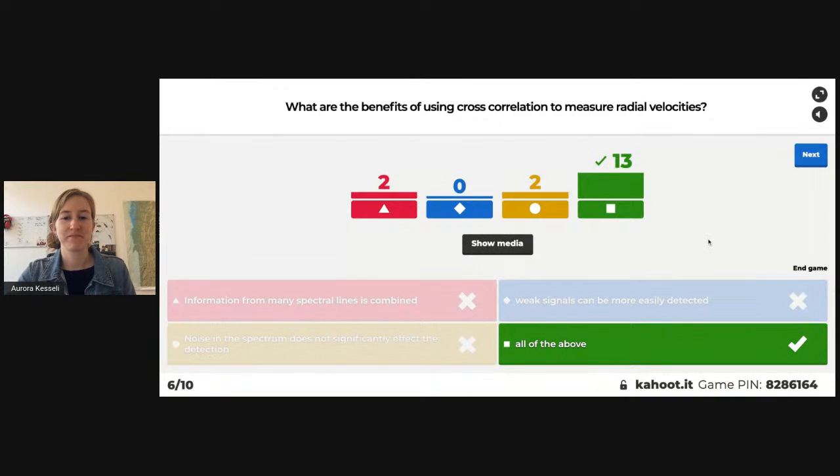Okay, great. Most people got this. Yeah, all of the above. You're combining information from all of the spectral lines, and because of that, it's easier to see weak signals. And also, any noise is averaged out over many different pixels.